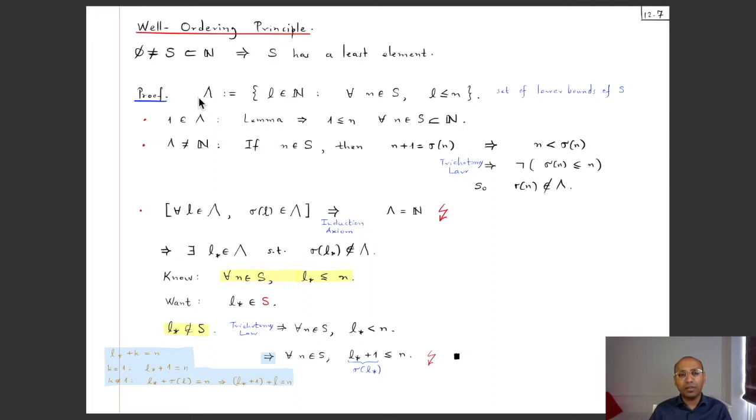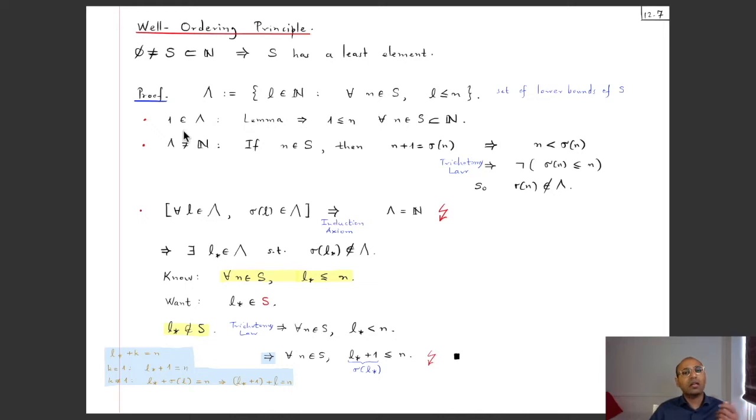And we will show several things about this lambda. First, we'll show that 1 belongs to lambda. Then we'll show that lambda is not the whole set of natural numbers. Now, if it was the case that for every L belonging to lambda, its successor also belonged to lambda, then by the induction axiom it would follow that lambda is the whole set of natural numbers, which we know is not the case. And so this cannot hold. So that means that there must be a bad L star belonging to lambda whose successor does not belong to lambda, and this L star will be the least element that we seek. Okay, so we'll show all this.